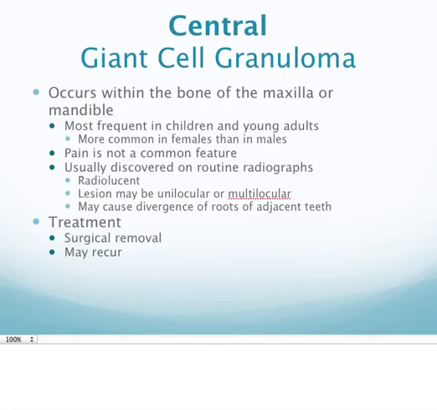Then you have central giant cell granuloma. This occurs within the bone. It's most frequently in children and young adults, more common in females than males, and pain is not a common feature of it. Usually we discover this through radiographs because, again, it's inside the bone, so that's the only way we could see it. The lesion can be unilocular or multilocular, and it may cause divergence of roots of adjacent teeth. How do we get rid of this one?